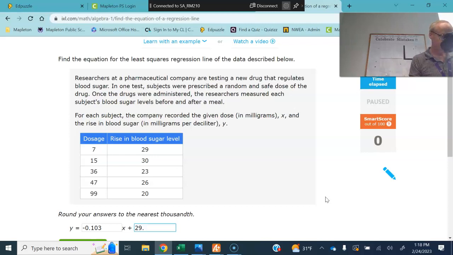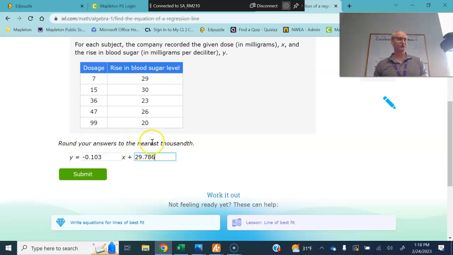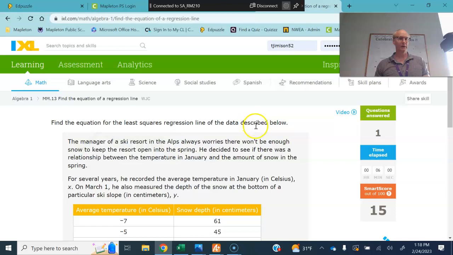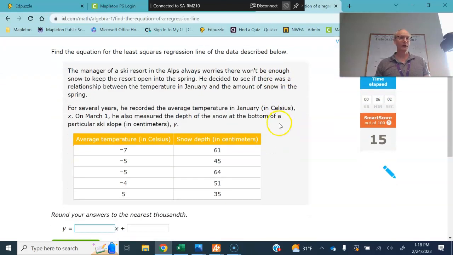Stat. 786. So it says round your answers to the nearest thousandth and submit. Okay.